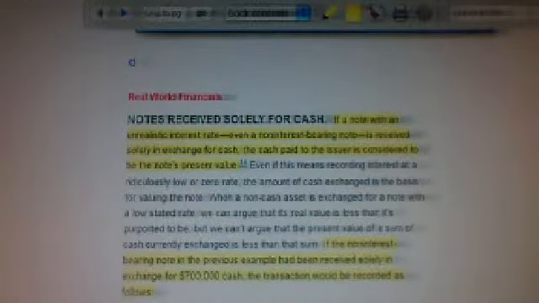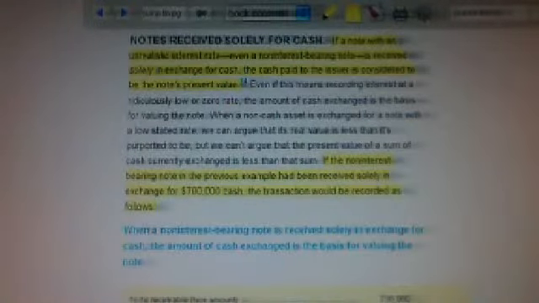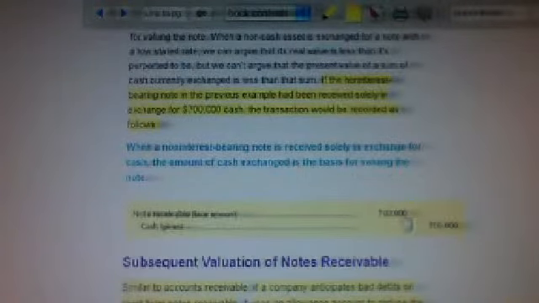If a note with an unrealistic interest rate, even a non-interest bearing note, is received solely in exchange for cash, we consider that cash to be the note's present value. So in our example here below, if the non-interest bearing note in the previous example had been received solely in exchange for $700,000 in cash, then that transaction would be recorded as follows. You see the debit here to notes receivable for the face amount, $700,000, and a credit to cash for $700,000.